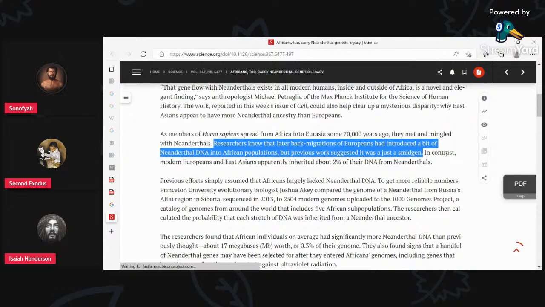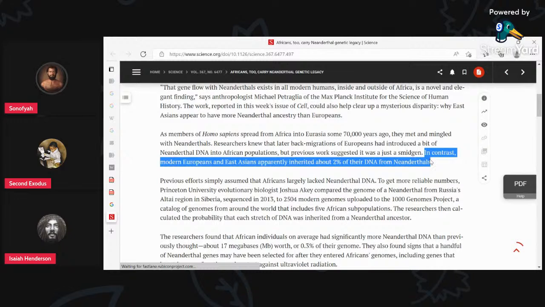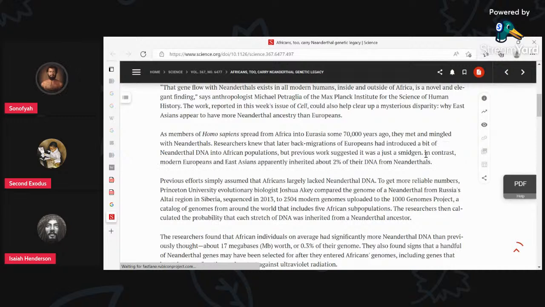And not even that. The Khoisan of South Africa have this same admixture as well. Like, I can do a whole presentation. In contrast, modern Europeans and East Asians apparently inherited about 2% of their DNA from Neanderthals. So I'm about to get ready to wrap it up.